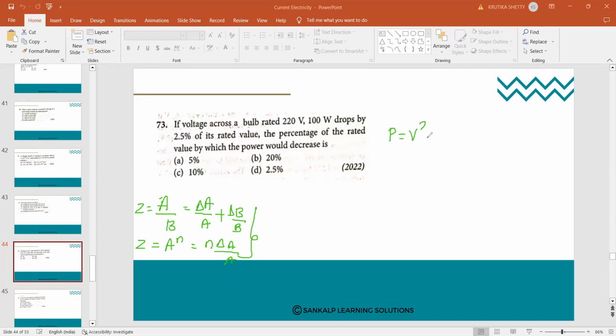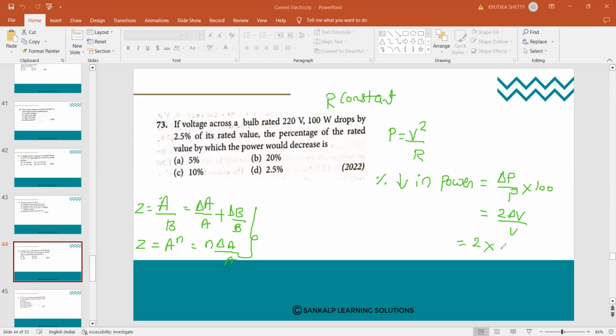The bulb is rated at 220 volt, 100 watt, dropping by 2.5% of its rated value. The percentage by which the power would decrease. So here they are giving you only voltage and the power value. They have not given the resistance. So we consider the resistance constant. If the resistance is constant, then the percentage decrease in power is equal to delta P divided by P into 100, which is equal to 2 delta V by V, according to the second rule, since P is V square.